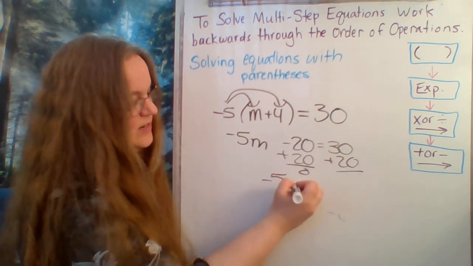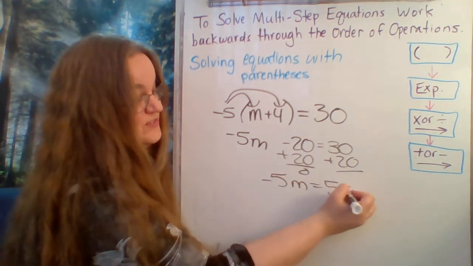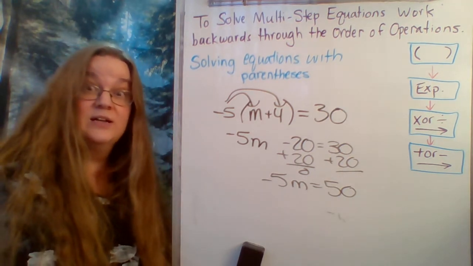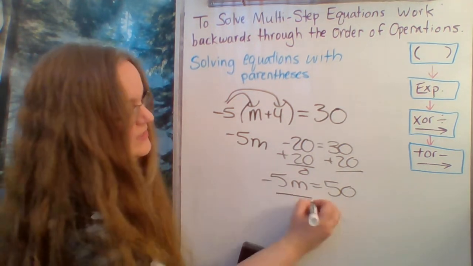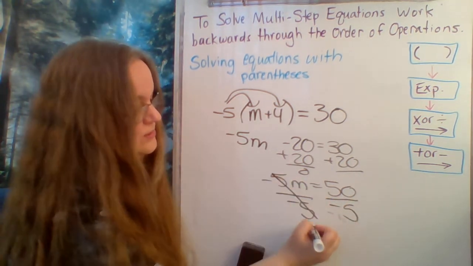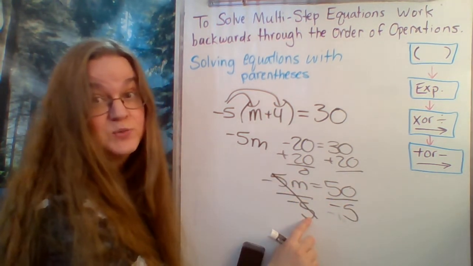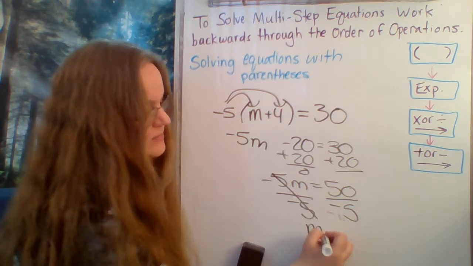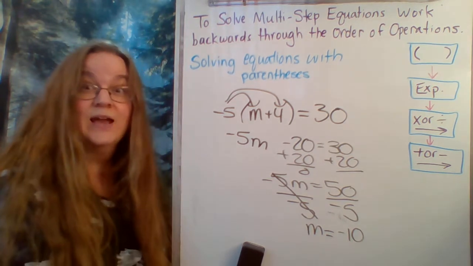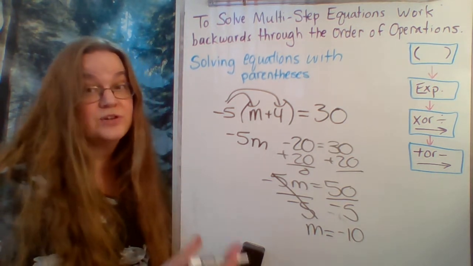So -5 times m equals 50, because 30 plus 20 is 50. The opposite of multiplying by -5 is dividing by -5. So -5 divided by -5 is 1, and 1 times m is m, equals 50 divided by -5 is -10. And so I get the same answer either way.